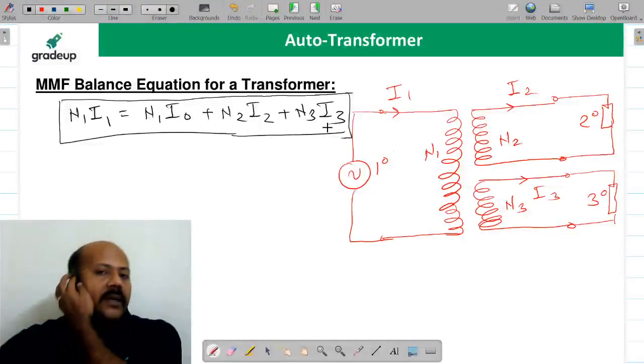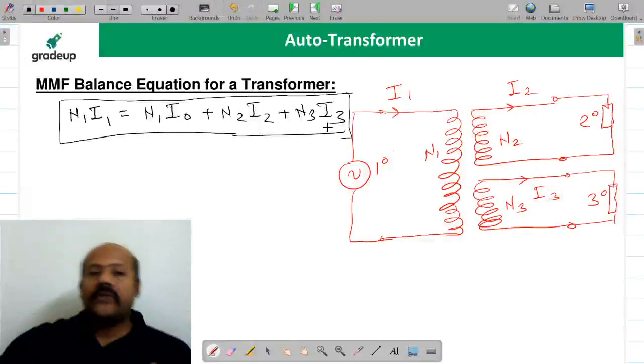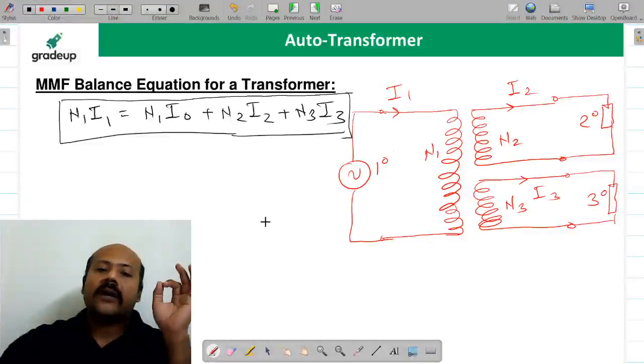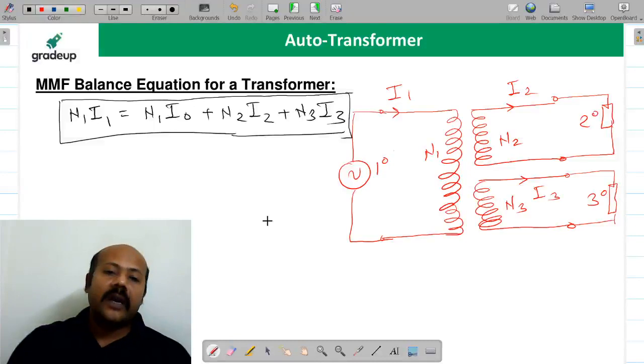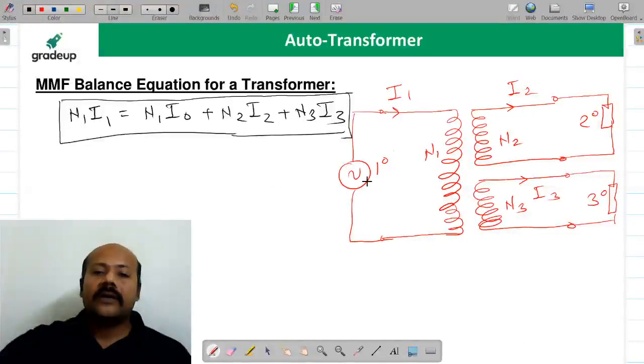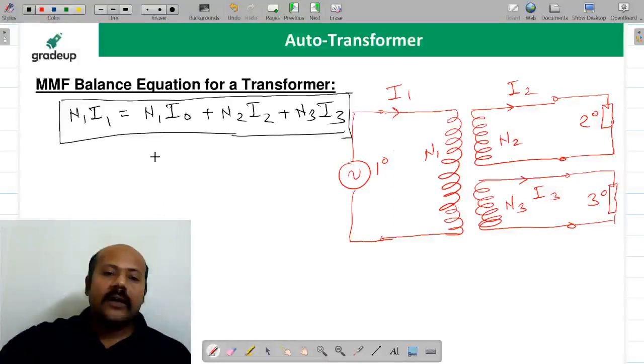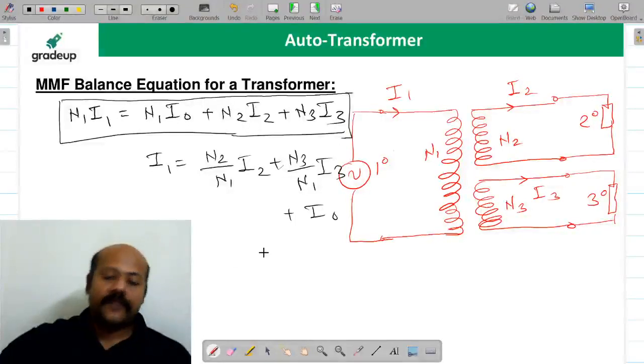If you understand this, if you can write it for a two winding and a three winding transformer, then you can write it for any transformer, and it is going to be very important in solving numericals when it comes to GATE and engineering services examinations. Now we are going to proceed with some mathematical interpretation so that you can understand the whole idea. Suppose I write I1 as N2 upon N1 times I2 plus N3 upon N1 times I3 plus I0. Is it clear?